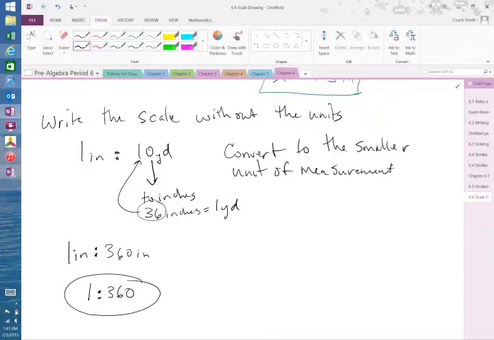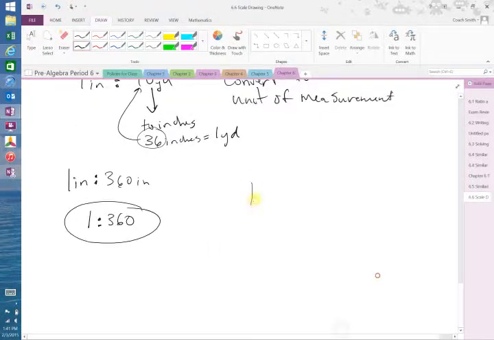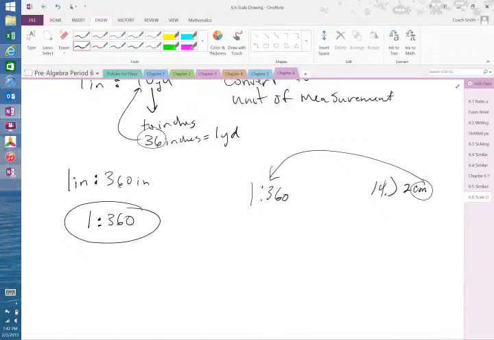Now, if you did run across something like that, where they just had 1 over 360, and let's say the problem was 2 centimeters, then you would have to assume that this is in centimeters. If they gave you a problem and they didn't give you what the label was, you would assume whatever the number they've given you with the label is what your information is in, okay?